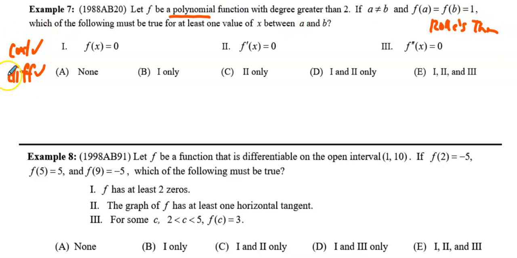And I know I can apply Rolle's theorem because the function is continuous and differentiable, since it tells me that it's a polynomial, and f of a must be equal to f of b. So I know a, b, and I know that they're both equal to 1. So this says, which of the following must be true for at least one value of x between a and b? The first thing says that I have to cross the x-axis, that I have to have a 0 on the interval from a to b. And so that's clearly not true.